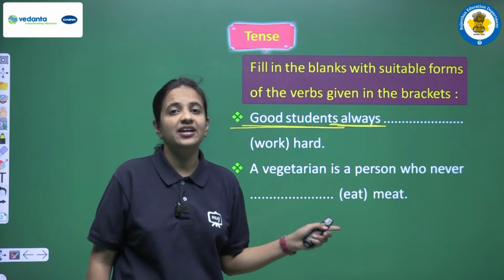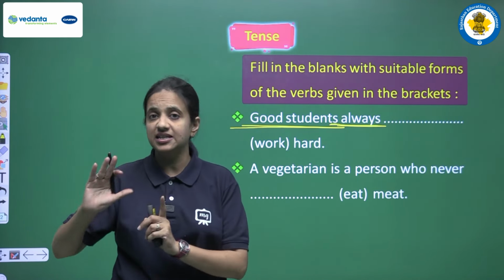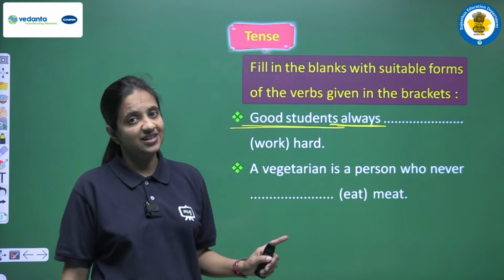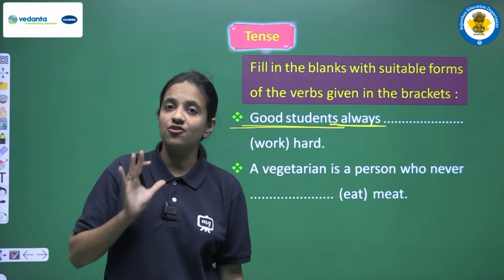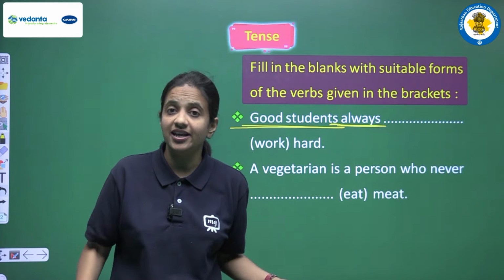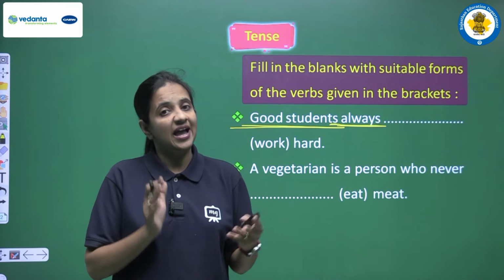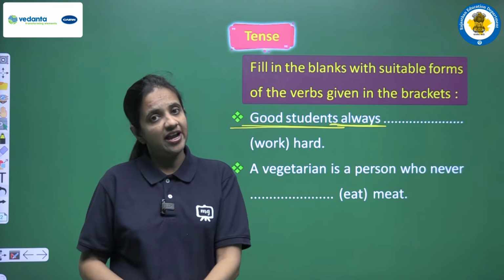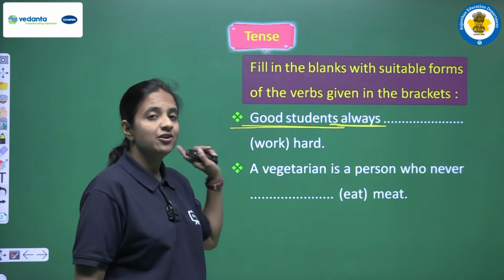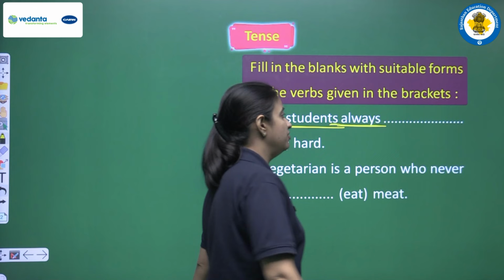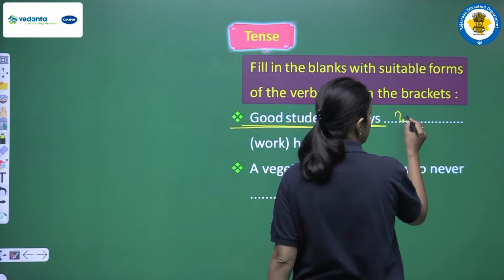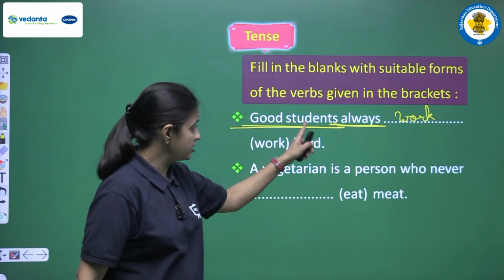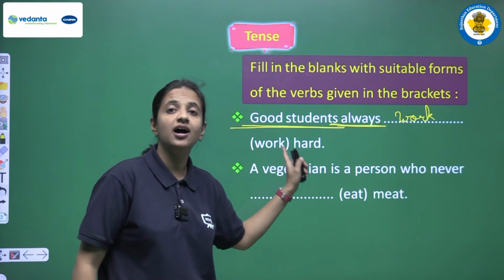So we know that in a positive sentence of present simple tense, when we have a plural subject, we have to use the first form of the main verb. That's it. We won't write a helping verb, and at the same time we won't add anything to the first form. We will write only the first form. The verb here is work, so we will write the first form, that is work only. And our answer will be: good students always work hard.